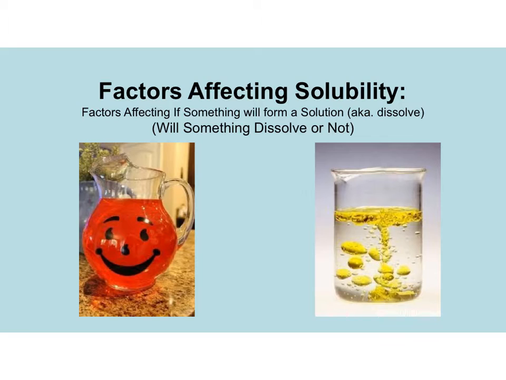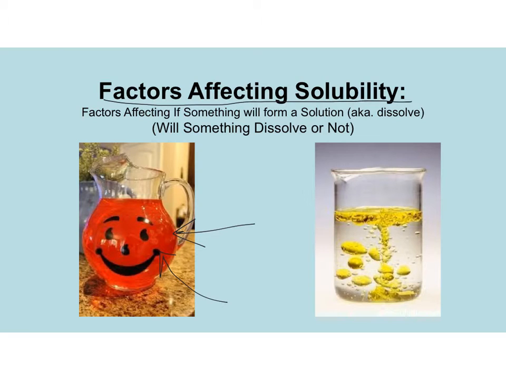The main thing, what we're going to call this, is factors affecting solubility. Really it's factors affecting if something will form a solution, aka dissolve. Will something dissolve or not? Here's an example of Kool-Aid, where you've taken sugar, which is the solute, water is the solvent, and we've made a solution, which is Kool-Aid, because these two things are soluble.